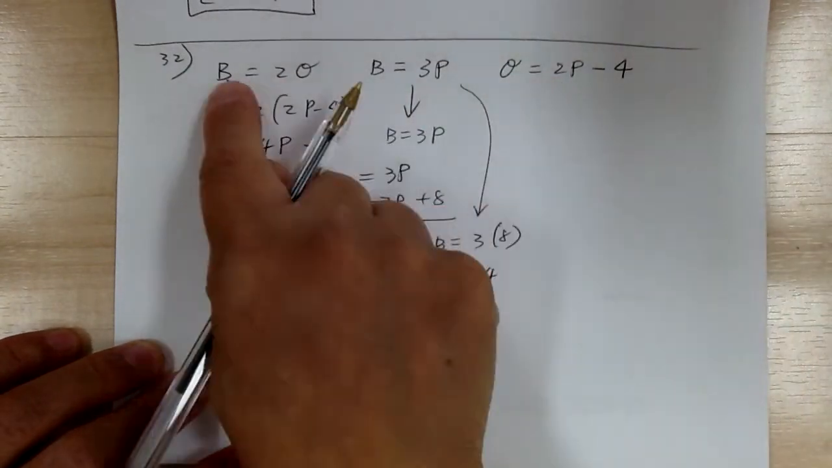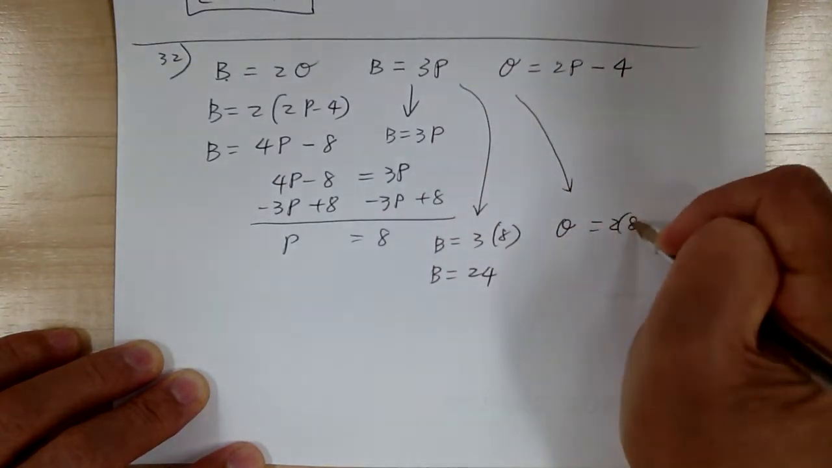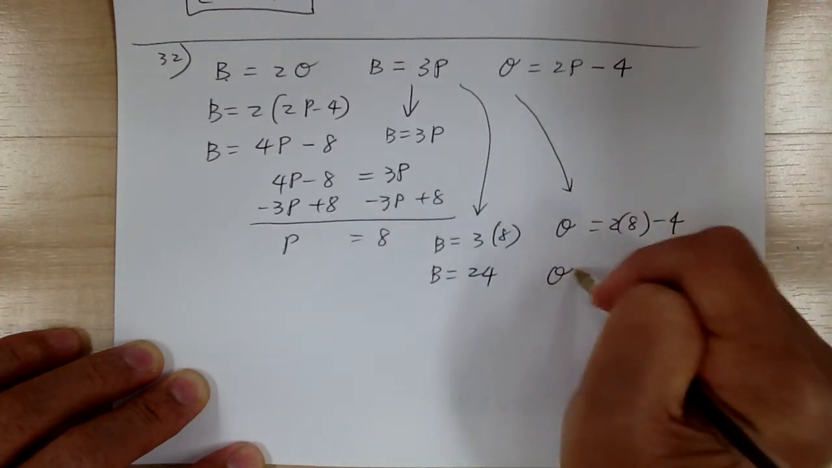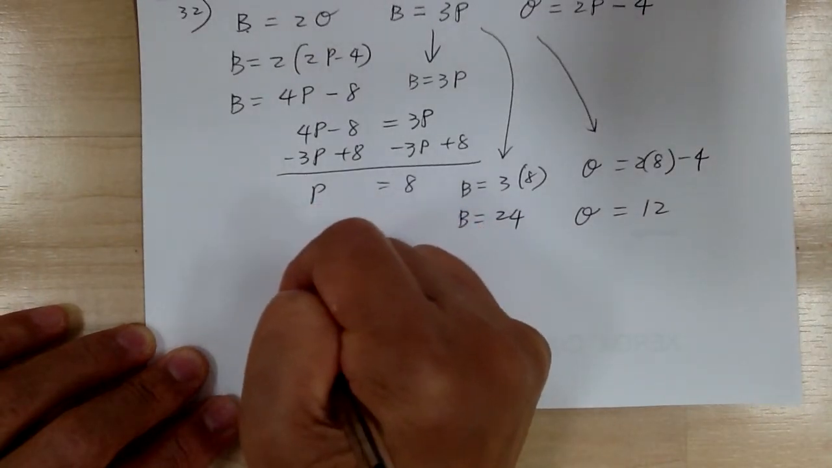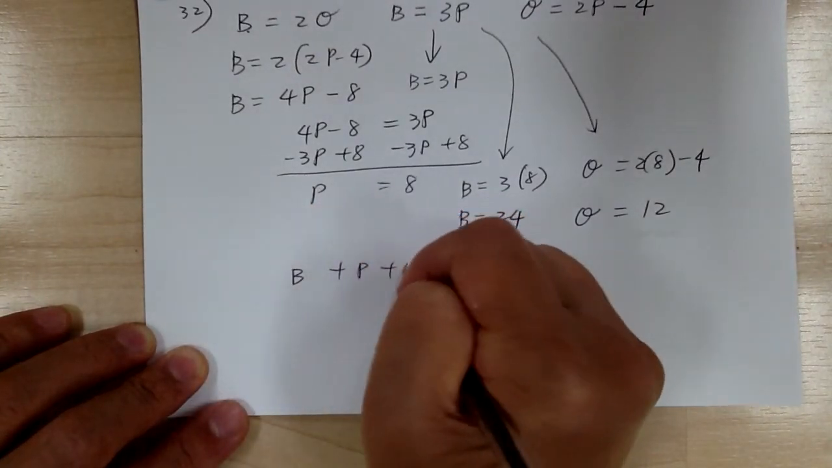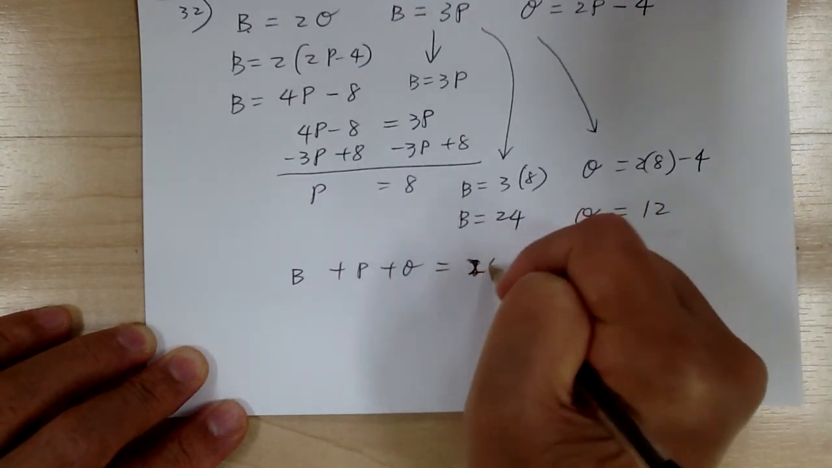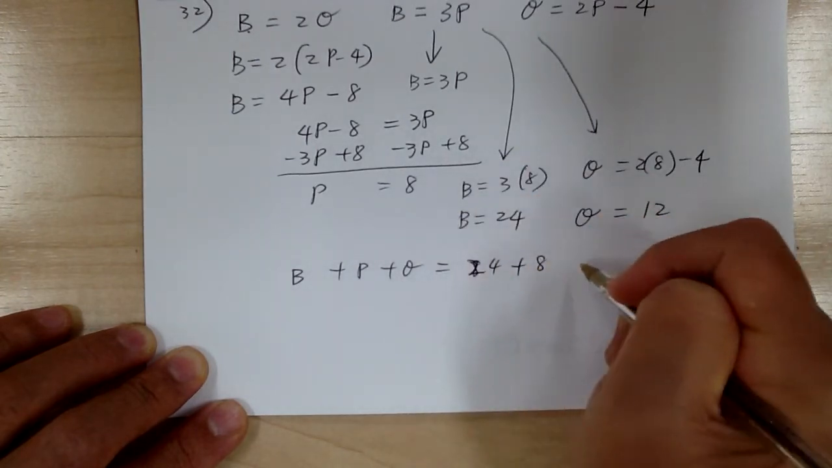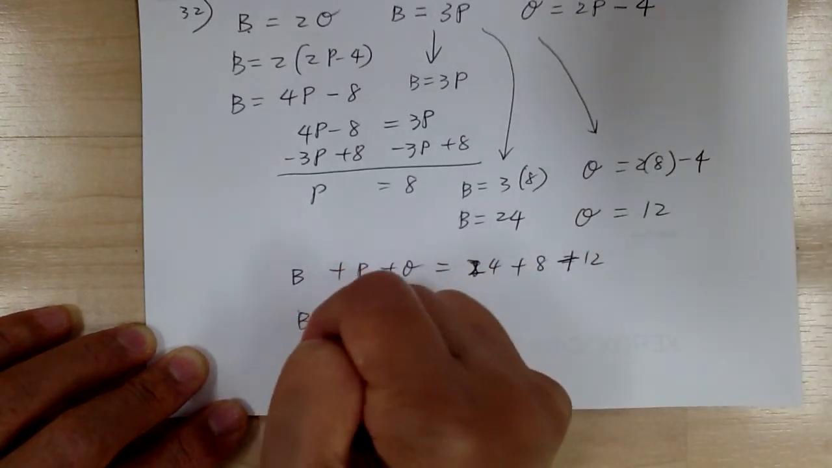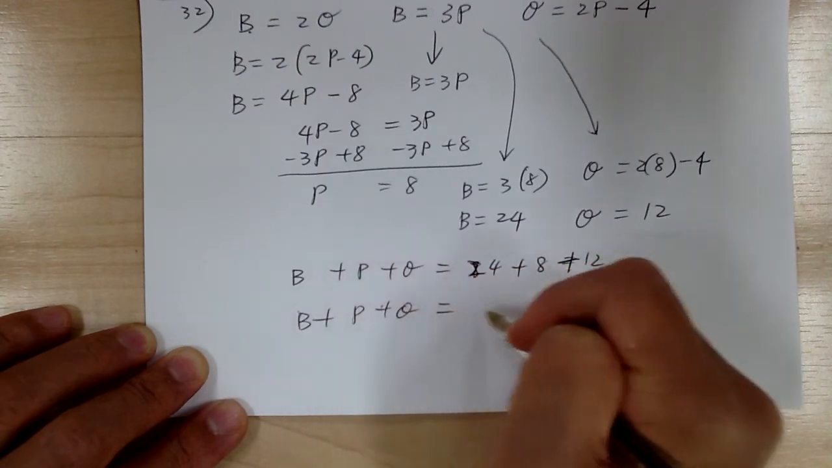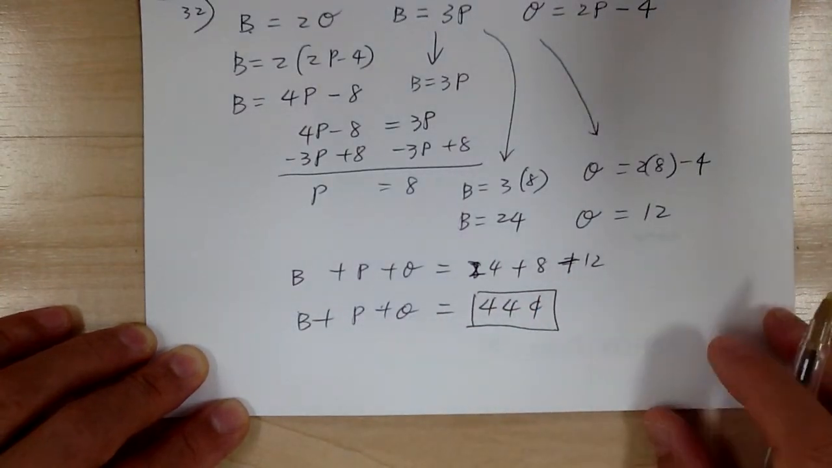And you can solve for onion by using either one. So I'm going to use this one instead. So onion equals 2 times p minus 4. So onion equals 12. So 1 pound of each would be the bean plus potato plus onion, which equals 24 plus 8 plus 12, and so 1 pound of each will give you 44 cents. Okay.